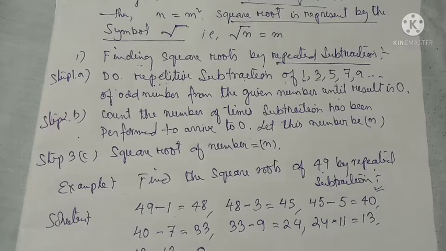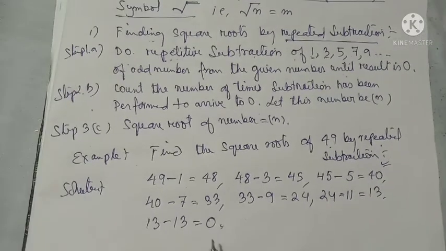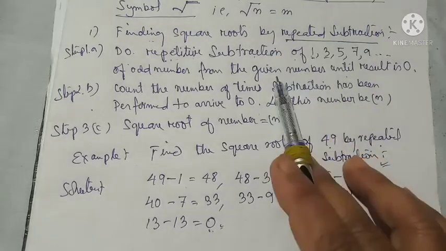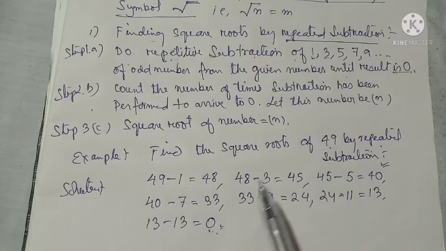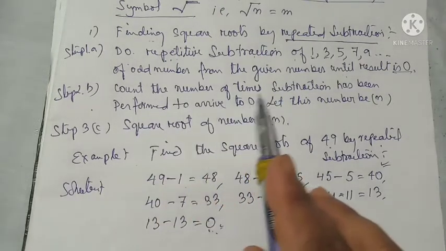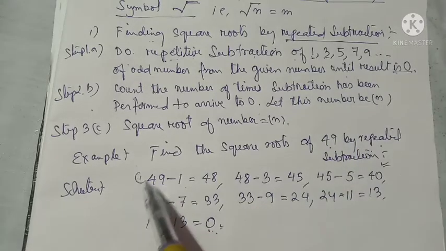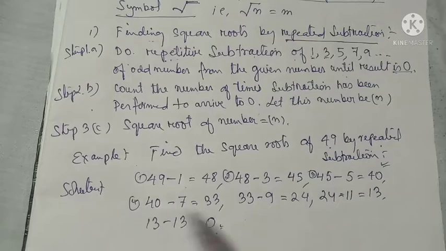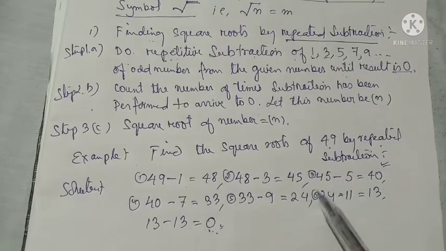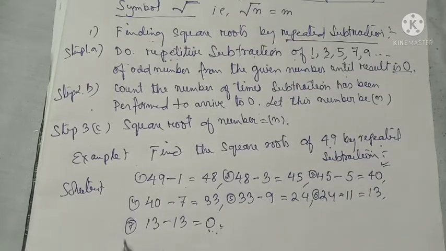The answer got 0. Here we will stop subtraction because we are getting the given number until the reason is 0. We are getting the number 0. So we will stop here. Then the next is, count the number of subtractions that have been done. 1, 2, 3, 4, 5, 6, and 7.